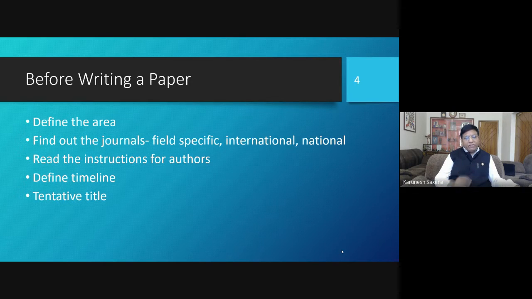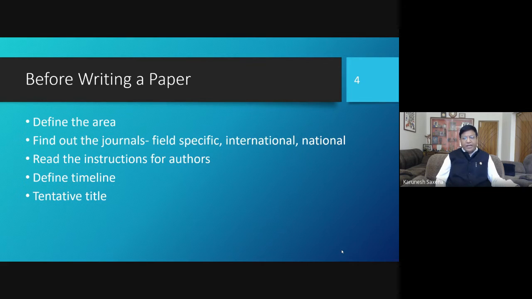Number two is find out the journals. That is very important. Even before you have started writing the paper, you should find out the appropriate journal. And that journal has to be field specific. It can be an international journal, it can be a national journal.